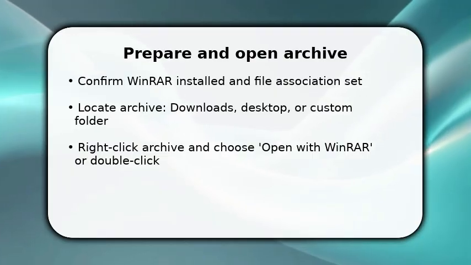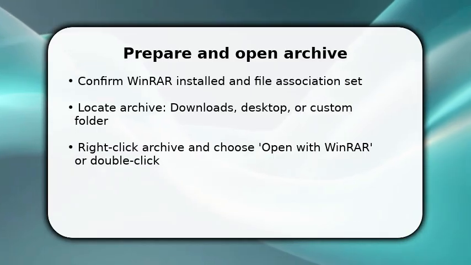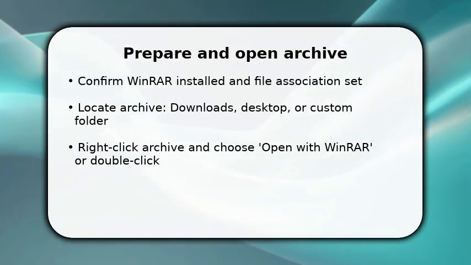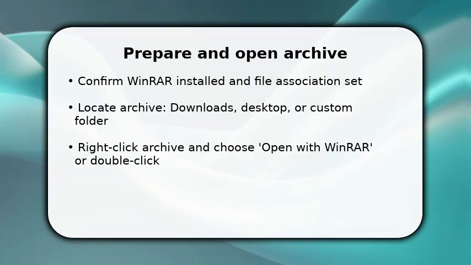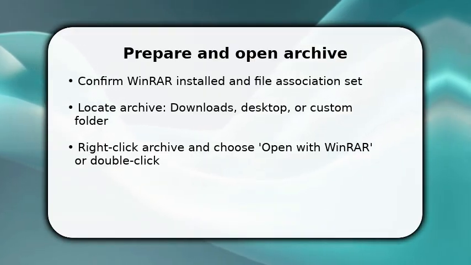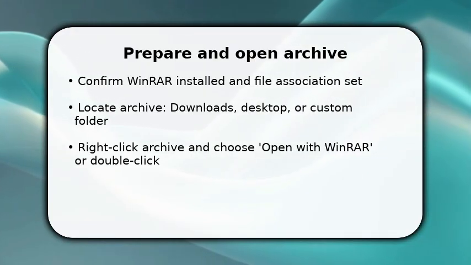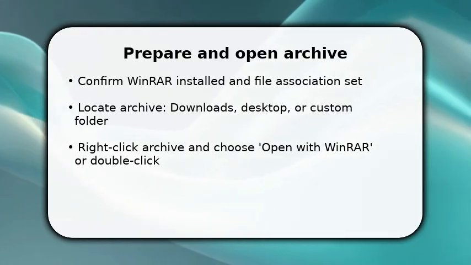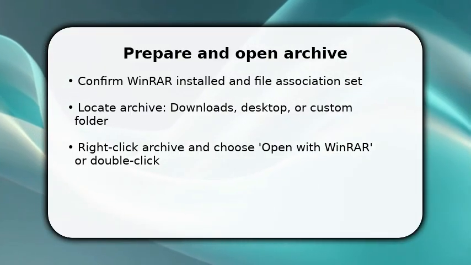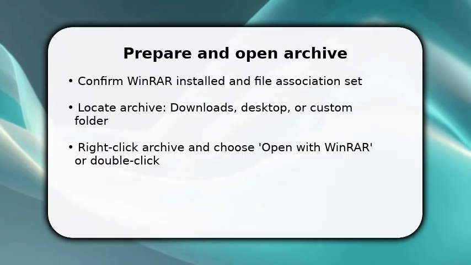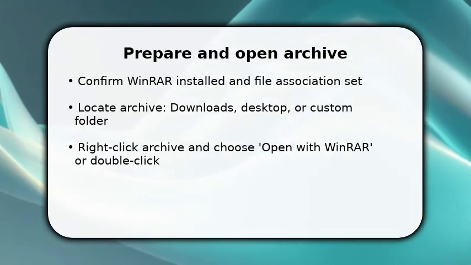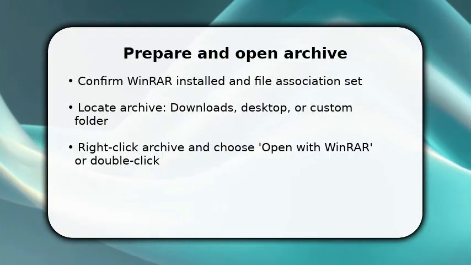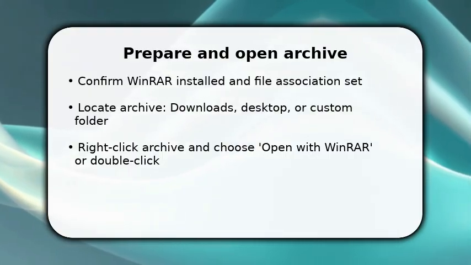You start by making sure WinRAR is installed and file associations are active so archives open correctly. Once ready, find the archived file in Downloads or your chosen folder. Right-click the archive and select Open with WinRAR, or simply double-click to load the archive into WinRAR's interface. You do this now so you can inspect contents and decide where to extract.